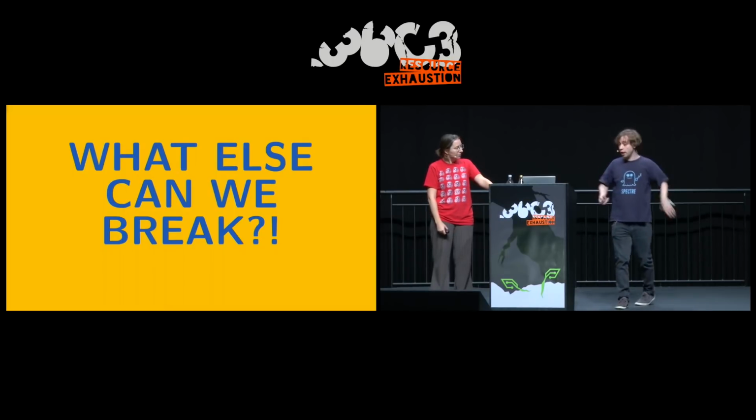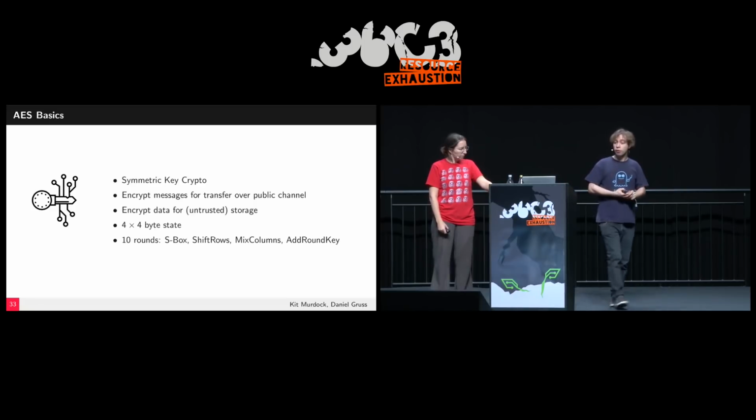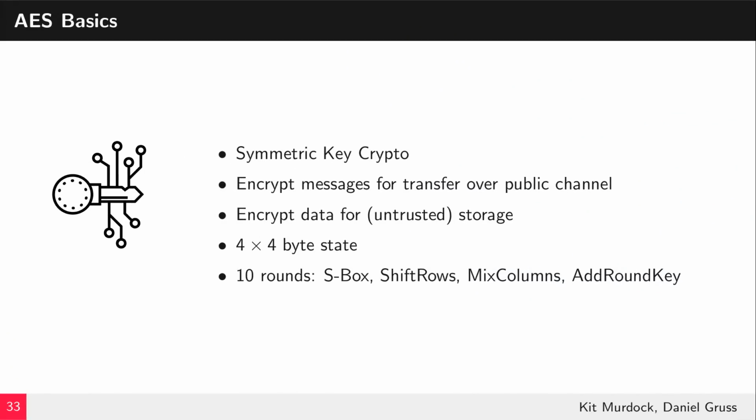If you don't like the RSA part, we can also attack other crypto. I mean, there's AES, for instance. AES is a symmetric key crypto algorithm. Again, you encrypt messages, you transfer them over a public channel, this time with both sides having the key. You can also use that for storage. AES internally uses a 4x4 state matrix of bytes. And it runs through 10 rounds, which use S-boxes, which basically replace a byte by another byte. Some shifting of rows in this matrix, some mixing of the columns, and then the round key is added, which is computed from the AES key that you provide to the algorithm.